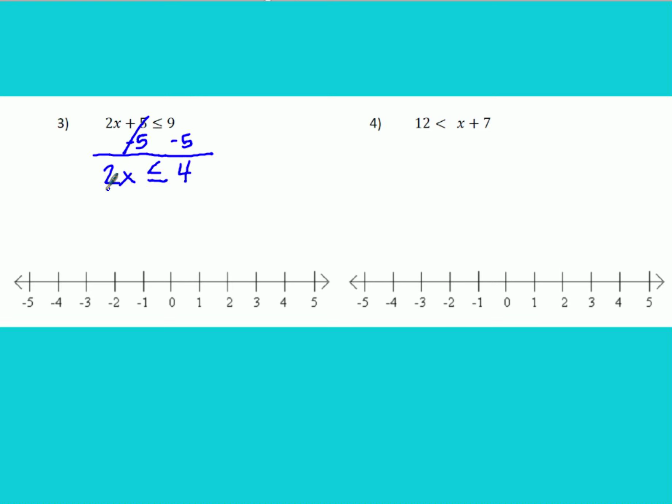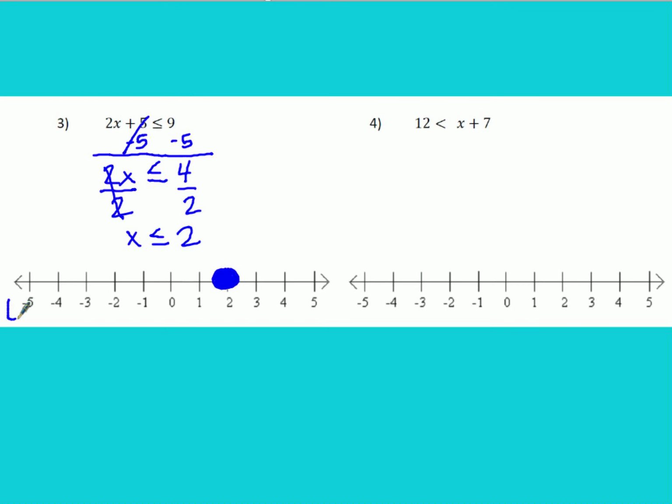Right now 2 is being multiplied by x, so we're going to do the opposite and divide by 2 on both sides. When we do that, we're left with x is less than or equal to 2. So now we need to put a closed circle on 2 because we have less than or equal to.